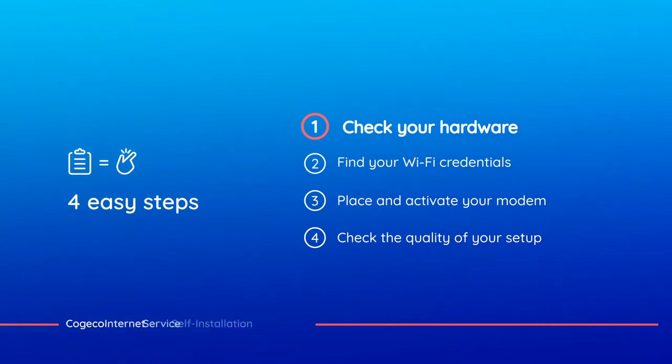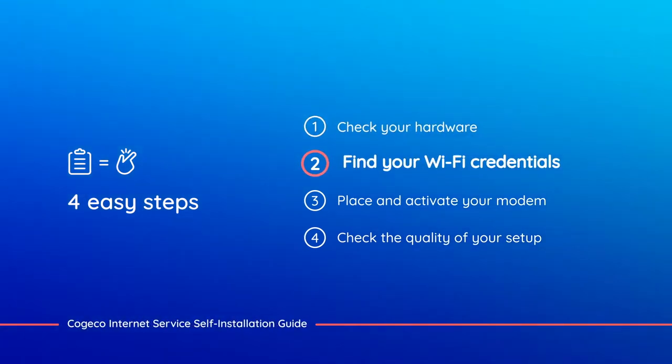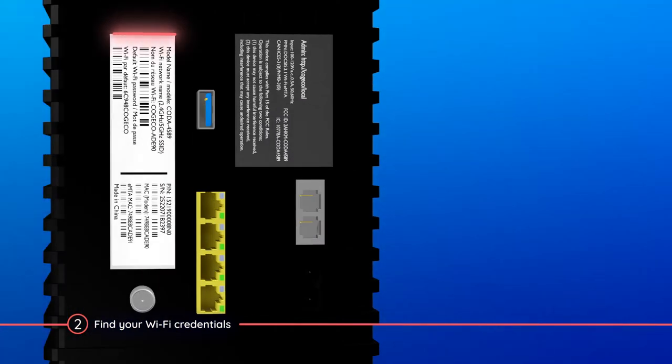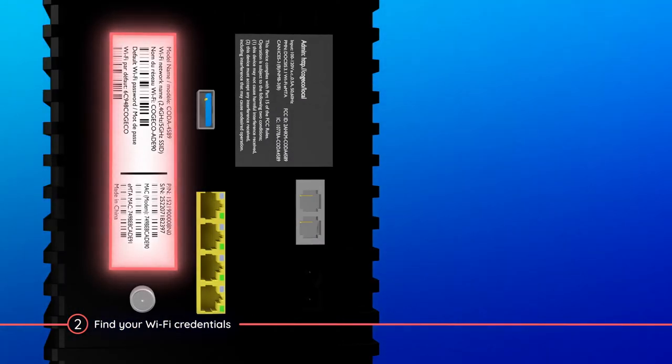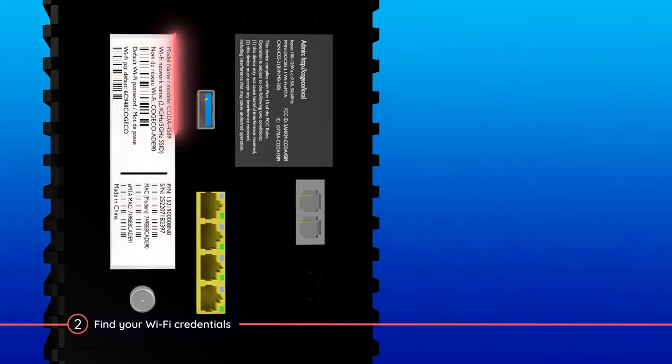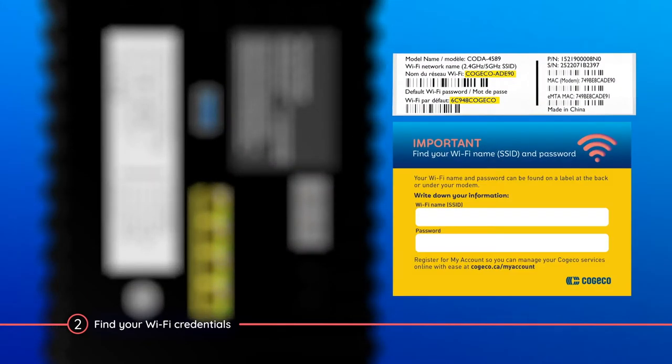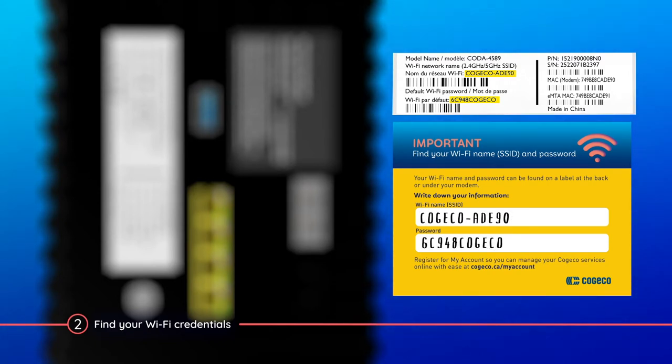Next step, locate your Wi-Fi credentials. Your Wi-Fi credentials can be found on a sticker on the back or bottom of your modem. The SSID is the default name of your wireless network. Take note of this information as you will need it to access your Cogeco Internet service once your modem has been activated.